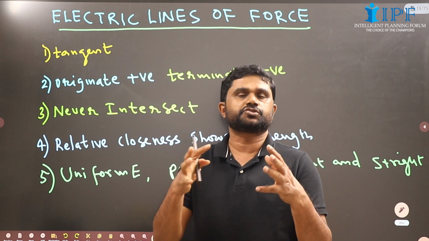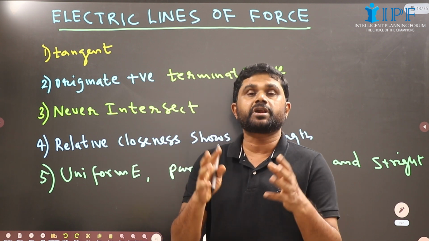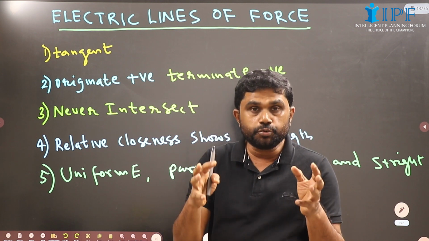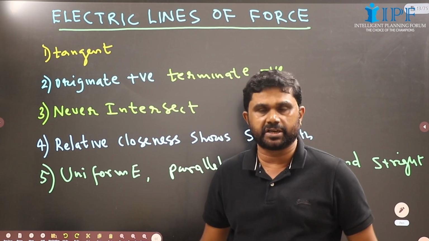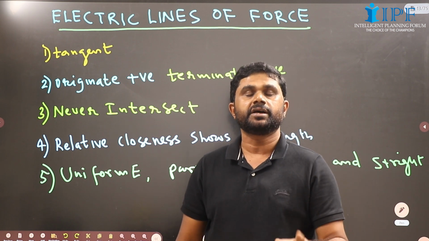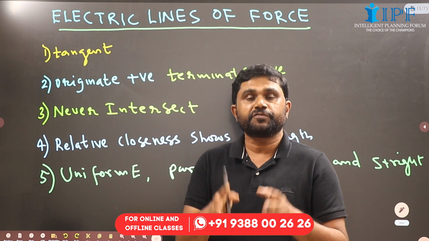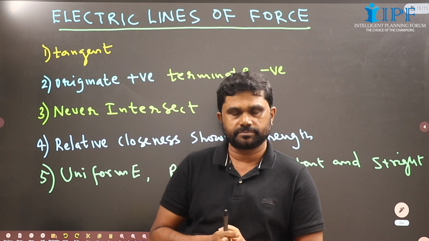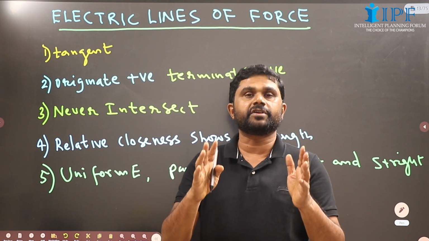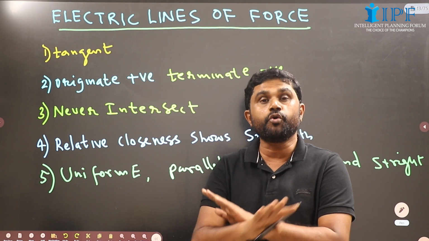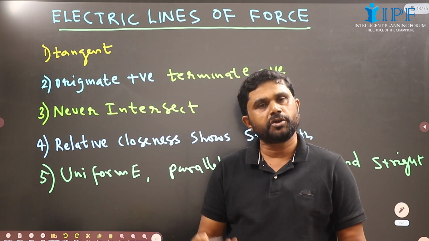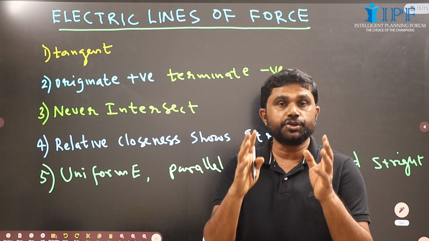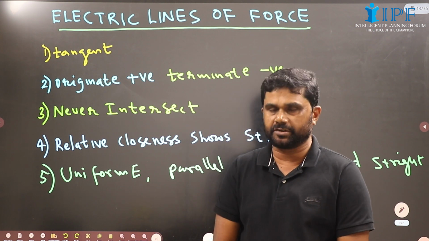Now the next important thing, that is the electric lines of force. Electric lines of force are imaginary, not real things, and the concept of electric lines of force is used to represent the electric field. Wherever there is electric field, there will be electric lines of force. If there is a strong field, there will be more lines of force or crowded lines. If there is a weak field, there will be distant lines. If there is no field at all, there will not be any electric lines of force. So electric lines of force are primarily used to represent the intensity of electric field.